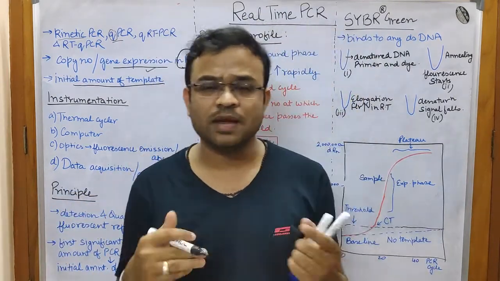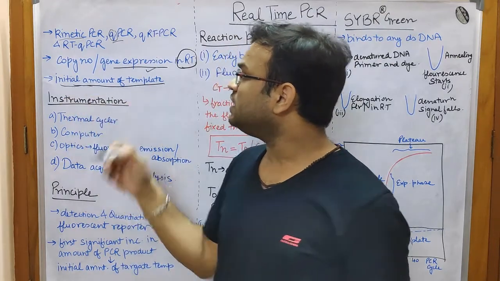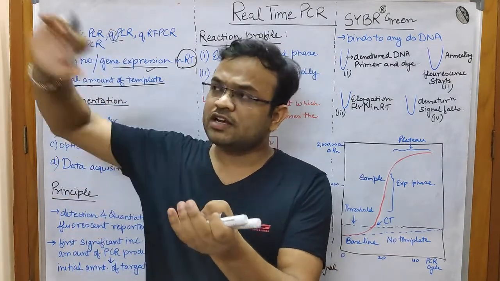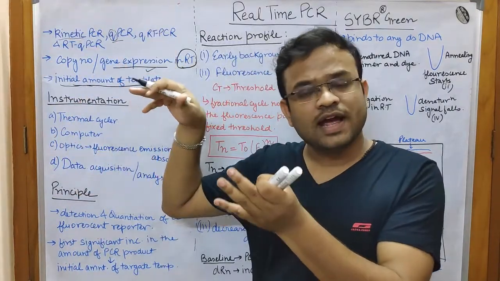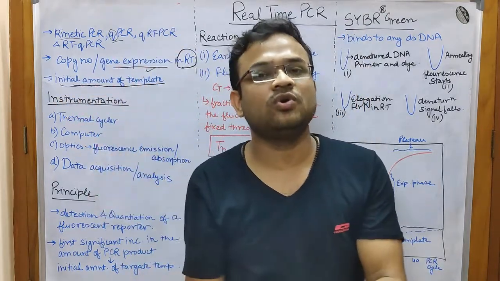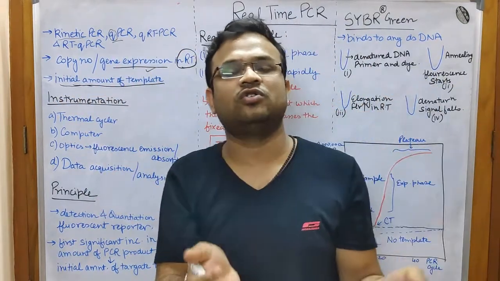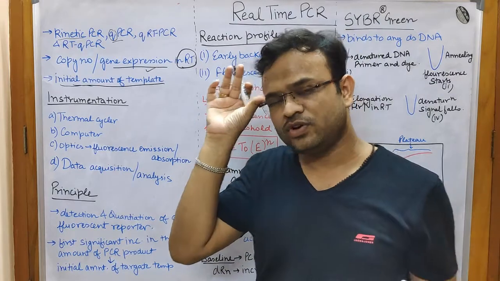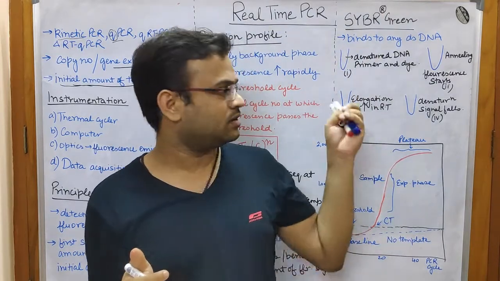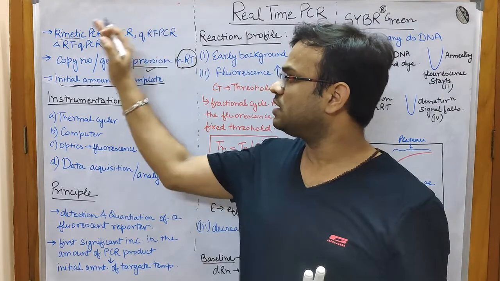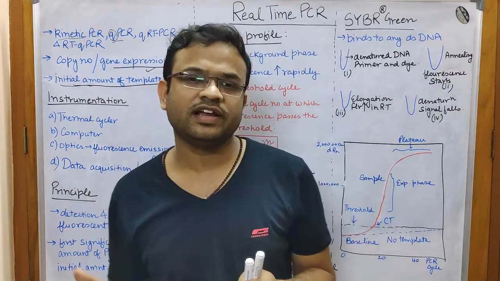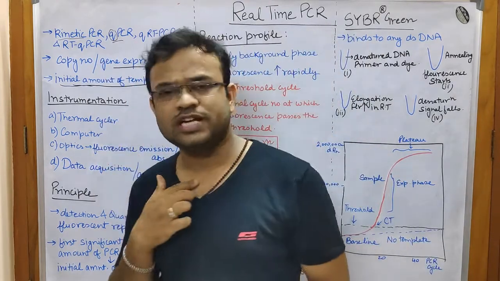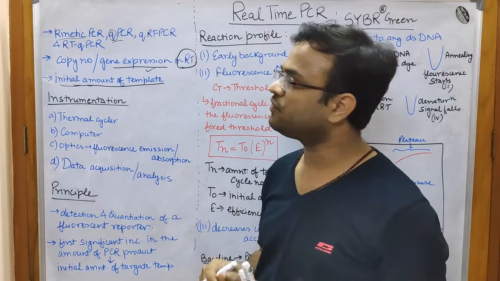So what do we aim at? We aim at knowing the initial amount of template. How do we judge that? We determine the end amount of the product that is being formed, and with the help of a formula we come to know what was the initial amount of the gene that was expressed. Okay, so we would deal with the equation in some time, but I guess this initial introduction of the real-time PCR would be clear to you by now, right? So this is what I wanted to say about the introduction of real-time PCR.